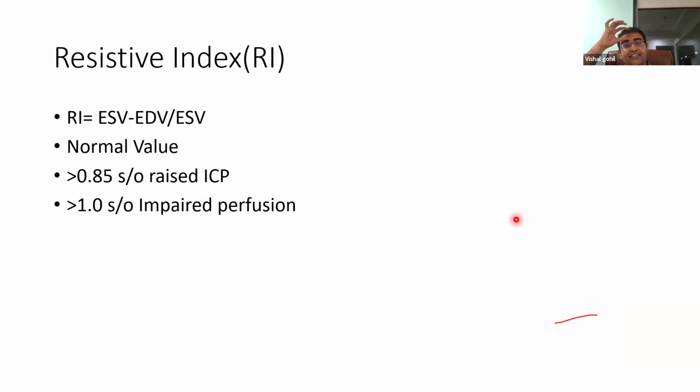The last index is the resistive index. As we know, previously Dr. Kiran Morris sir already discussed how to measure the cardiac output and how to measure the right ventricular output. That is not possible in the brain. So to measure any output, we need two things.